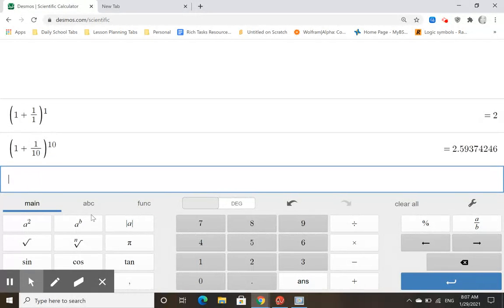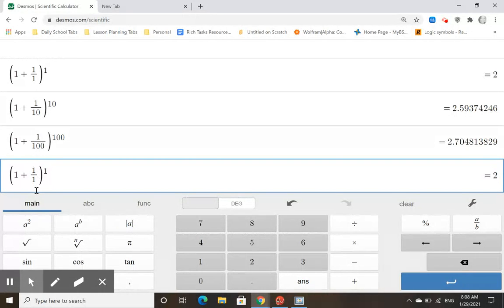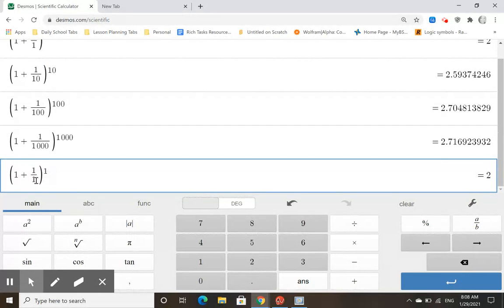Okay, so now I'll just add more zeros to the value of n. So this would be 100, and this would be 100. I'll record this number, 2.7048. Control V. So now I need this denominator to have 3 zeros and the exponent to have 3 zeros. So I'm recording this value, 2.7169. Okay. Control V. So now I have 4 zeros, 1, 2, 3, 4. So now I have 2.7181.